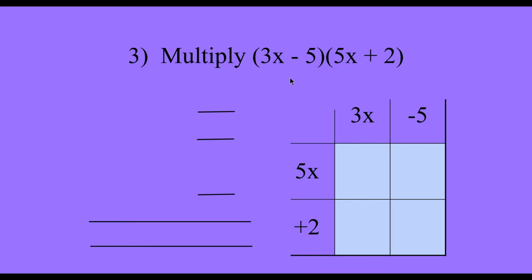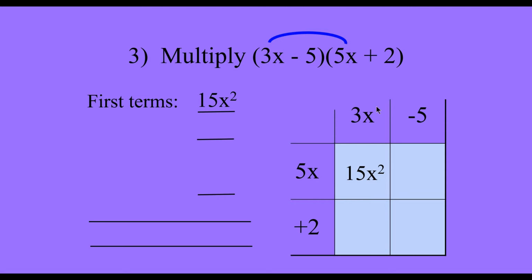Now, you may notice that the 3x and the 5x are my first terms. That would be just as if I went like that. First terms, F. And for the box, it's the term on top of it and the term to the left of it. And you multiply them and put the product in this box. So we've got 3 times 5 is 15, and x to the first times x to the first. I add the exponents and get 15x squared.